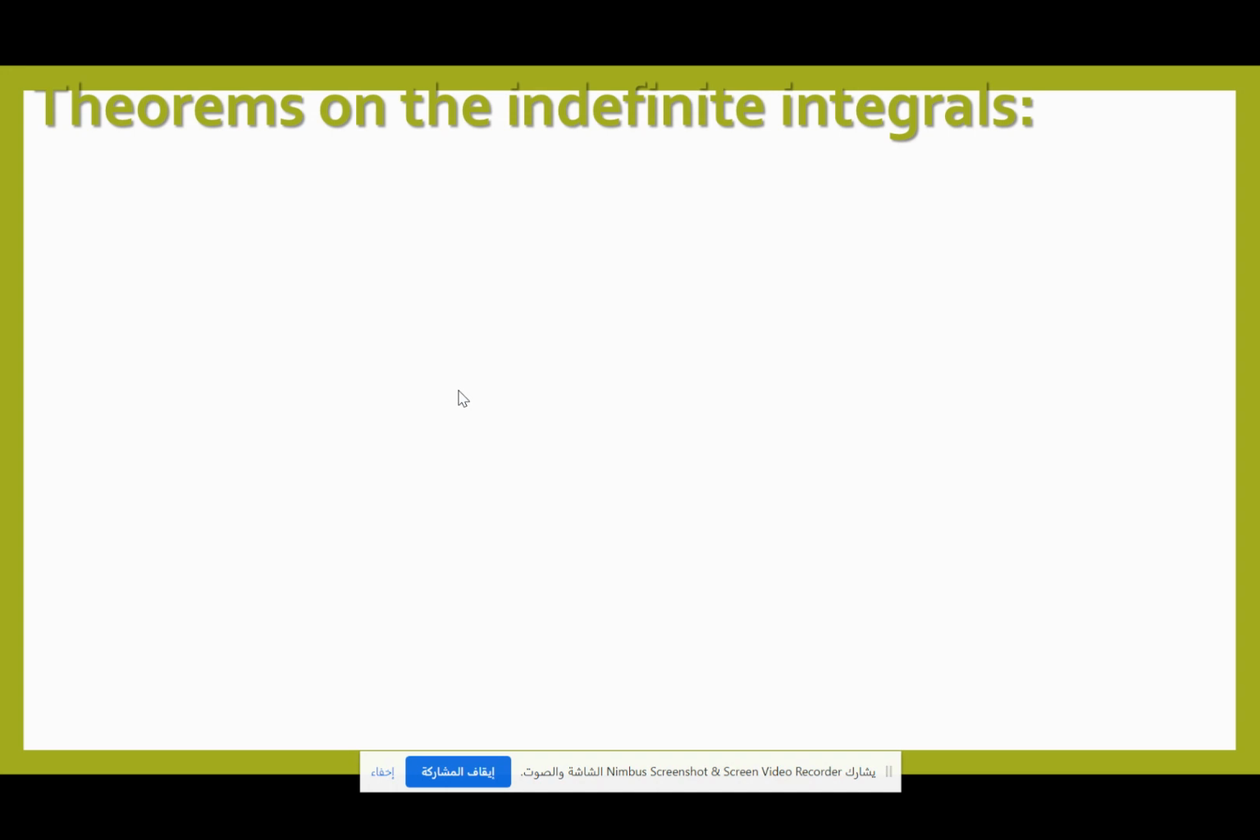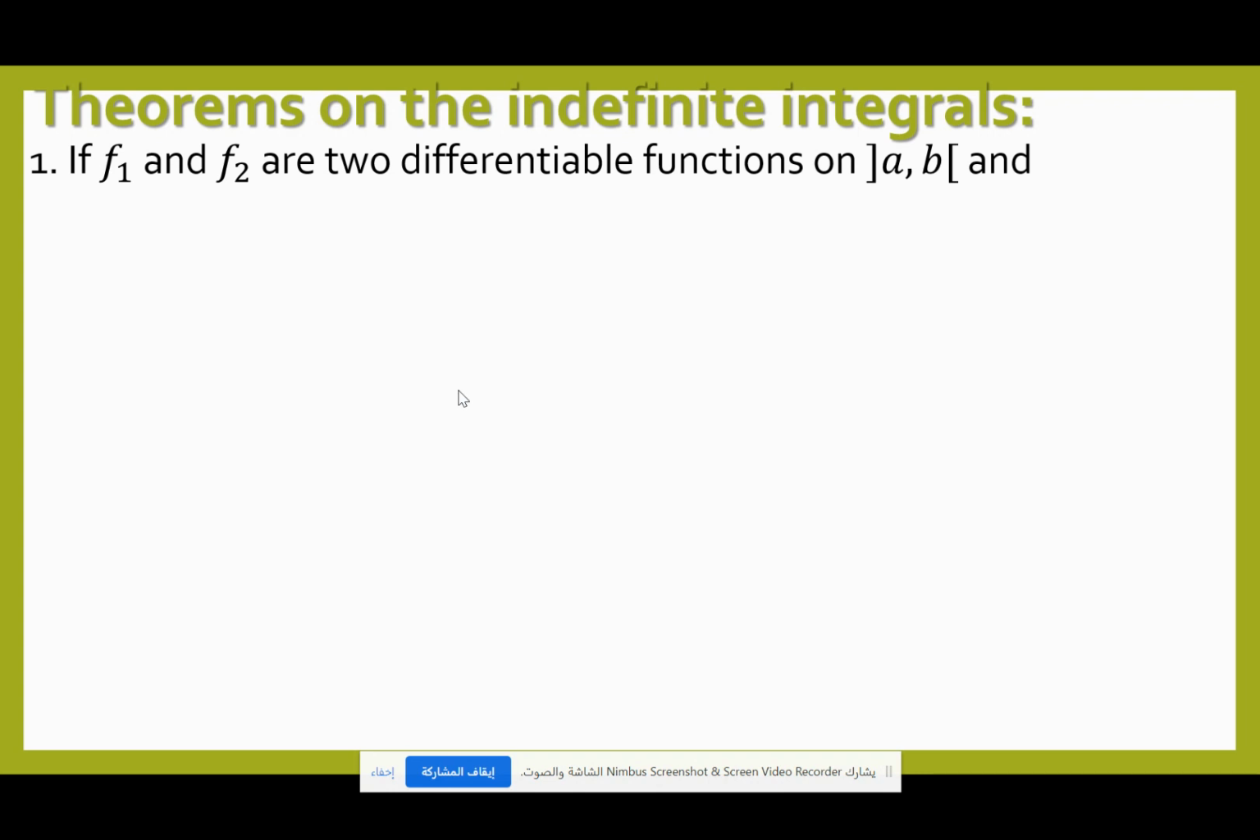Let's now go to the theorems of the indefinite integrals. For any integral, we have some theorems. Actually, we're going to mention them now all in this page and then have examples in the next. But we are going to mention some of them.